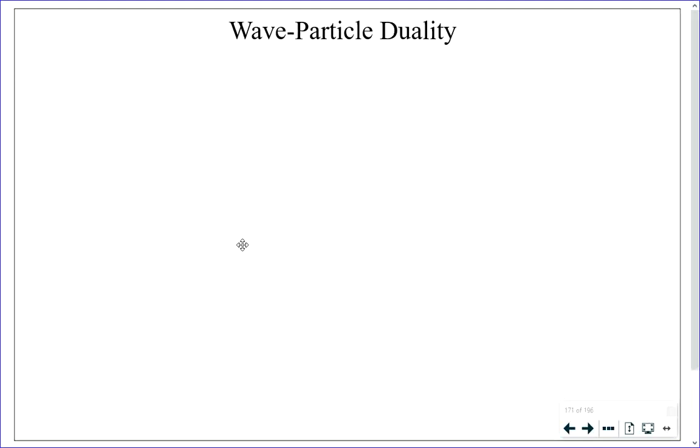Now we have to deal with wave-particle duality. I'm going to go through wave-particle duality in a more general sense first, then we'll talk about the specific aspects of it.